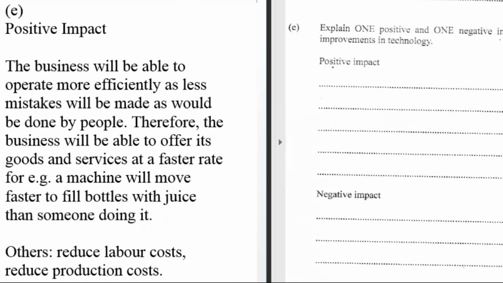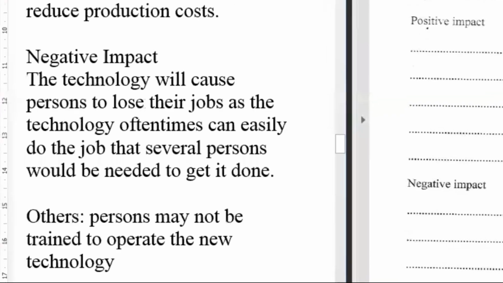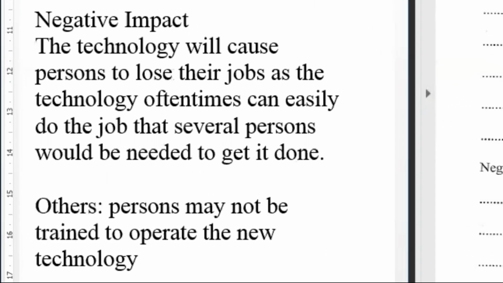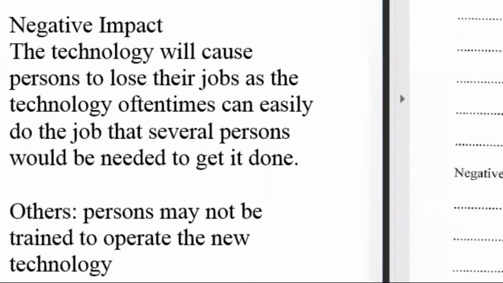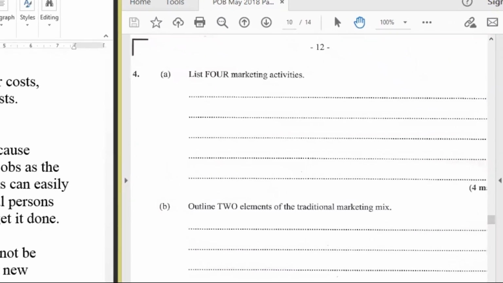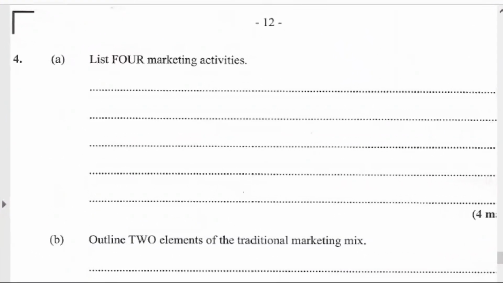Other positive impact, reduced labor costs and production costs. Negative impact, the technology will cause persons to lose their jobs, as the technology oftentimes can easily do the job that several persons will be needed to get it done. Other negative impact is that persons may not be trained to operate the new technology. All right, so those are some positive and negative impact which can result from improvement in technology. All right, let's look at 4A. List 4 marketing activities. Can you think of any?